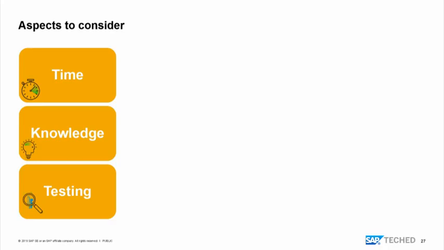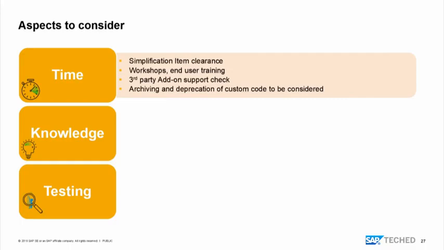To finally finish with aspects to consider, you need time. You need time to clear up the simplification items. You need time for workshops, for end user training, especially if you use new Fiori user interfaces. You have to train your end users. You have to adapt the authorizations. You have to have time to check third-party add-ons and consider archiving to reduce the source database size and custom code.